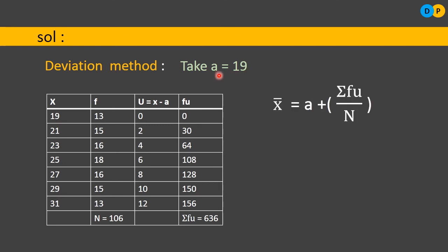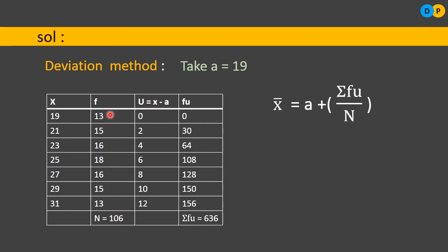Next, followed by that, for our formula, in order to find U, what is U? U is equal to x minus A. So in order to find U, we need to have an assumed mean A. That's why in the beginning itself we are considering the A value. A is equivalent to 19. So what is U? U is equivalent to x minus A, that is 19 minus 19 is 0. Next, 21 minus 19 is 2. Next, 23 minus 19 is 4. So we will be getting the U values. Later you need to find the f into U value. So 13 into 0 is 0, 15 into 2 is 30, 16 into 4 is 64, like that.